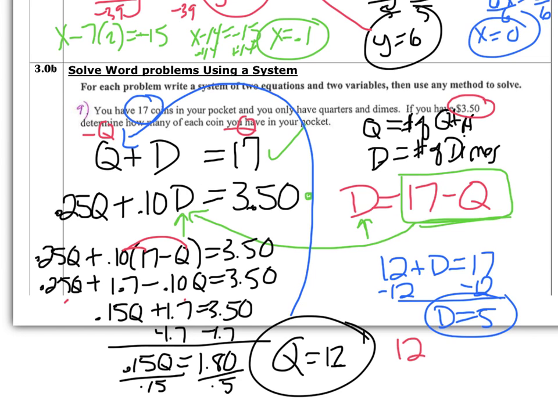So let's put this in context. I would just put words to it. There's 12 quarters, and then there are 5 dimes. That would be your final answer. Just don't leave the variable answers because you can't assume people understand what Q means and what D means.